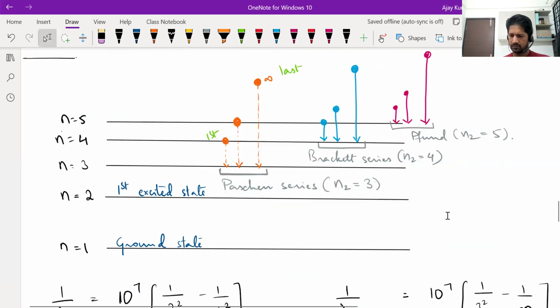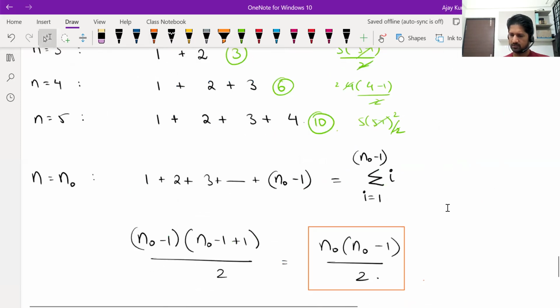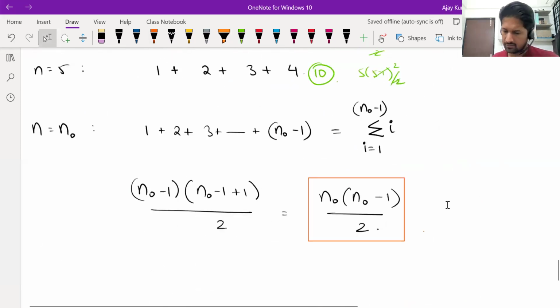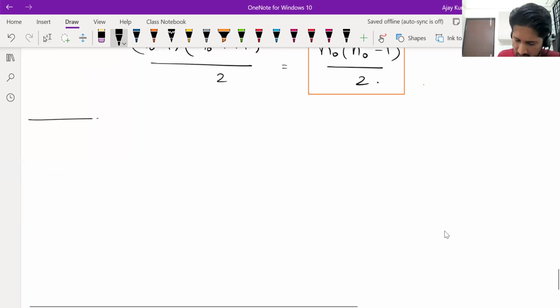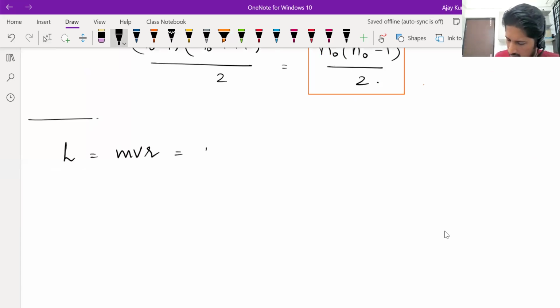Spectral series, wavelengths, number of possible jumps. Fine. Now, Bohr proposed this idea of stationary orbits. He said that in a stationary orbit, the angular momentum MVR of an electron is nh by 2 pi. He said it's an integral multiple of h by 2 pi. He didn't explain why it was like that.